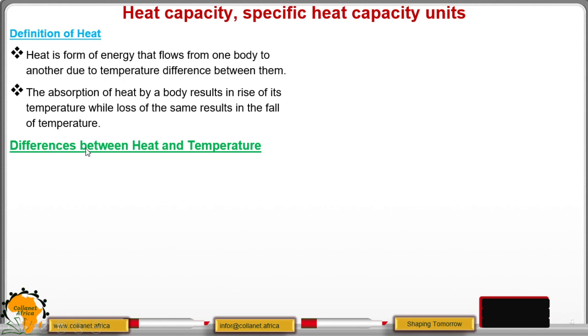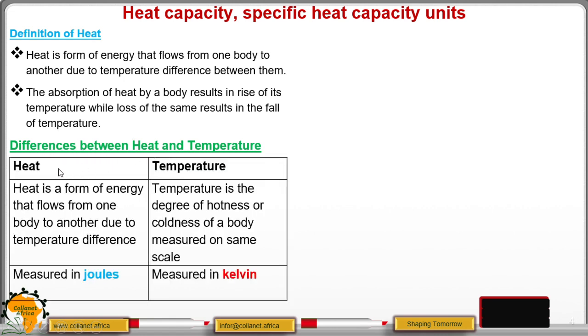Now let us look at the differences between heat and temperature. One, heat is a form of energy that flows from one body to another due to temperature difference, while temperature is the degree of hotness or coldness of a body, and this is measured on a scale. Then, when we are measuring heat, we use joules as the SI unit, but in temperature, we have Kelvin as the SI unit.